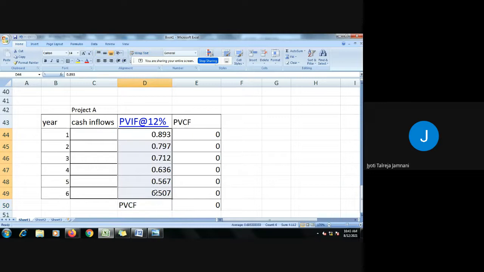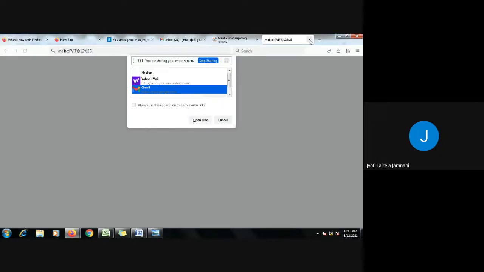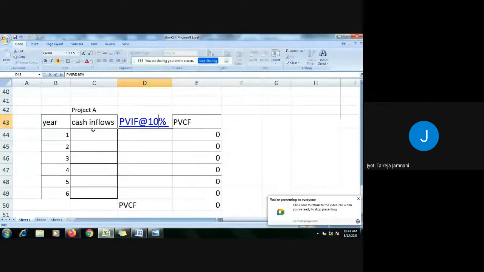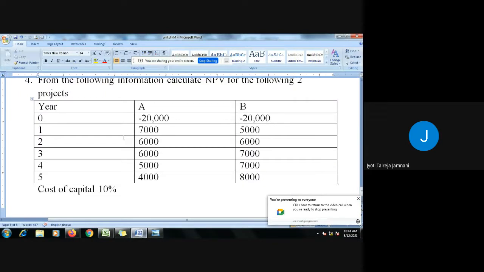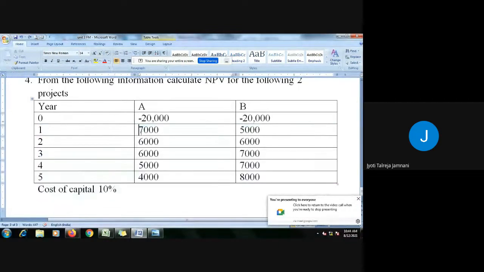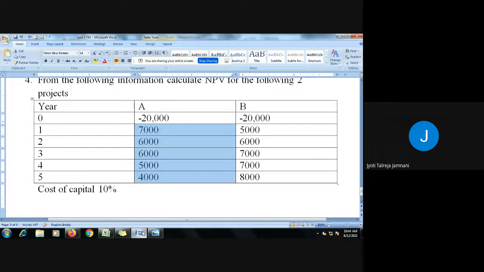The cost of capital they have said is 10%. So we'll take it at 10%. We'll see the cash flows now. First, we're doing it for project A. So these are the cash flows: 7,000, 6,000, 6,000, 5,000, and 4,000. Okay, and it is for 5 years.